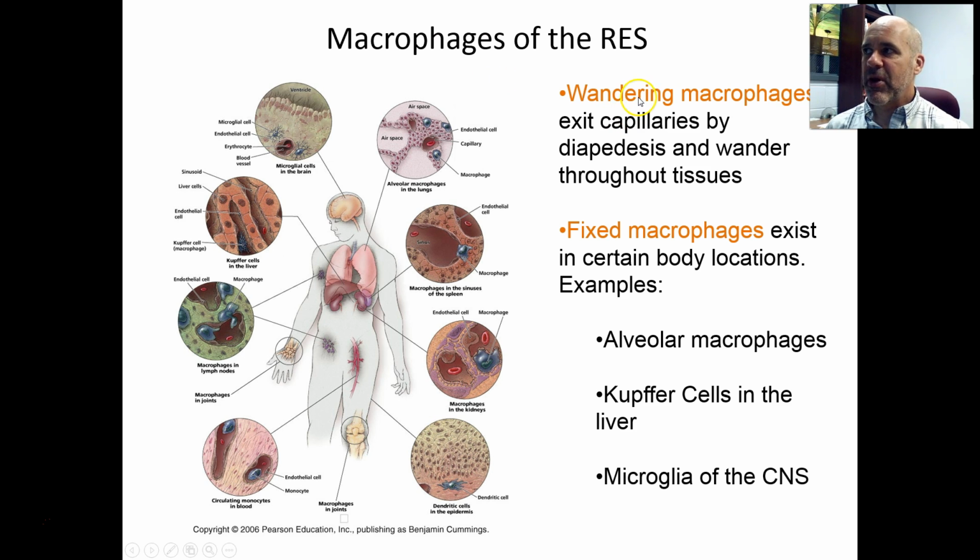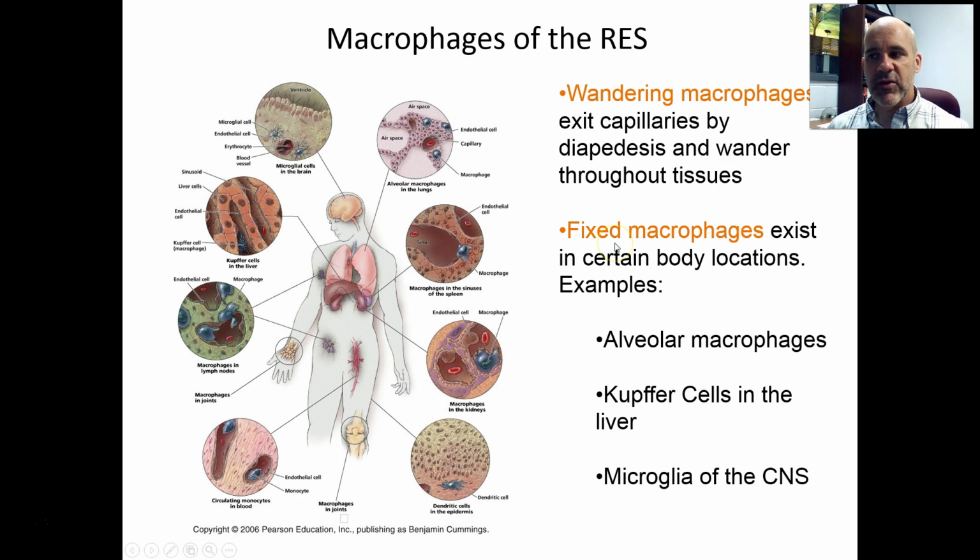When that happens, those are called wandering macrophages. So they're in your blood. In your blood, they're called monocytes, little oval-shaped cells. But they can get out of your blood capillaries through a process called diapedesis that we'll learn about. They can actually squeeze through the walls of your capillaries. And they can get into your tissues, your connective tissues, and wander around and find things to engulf and destroy. Those are called wandering macrophages.